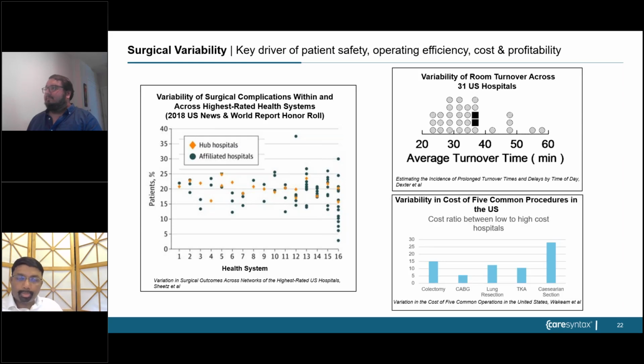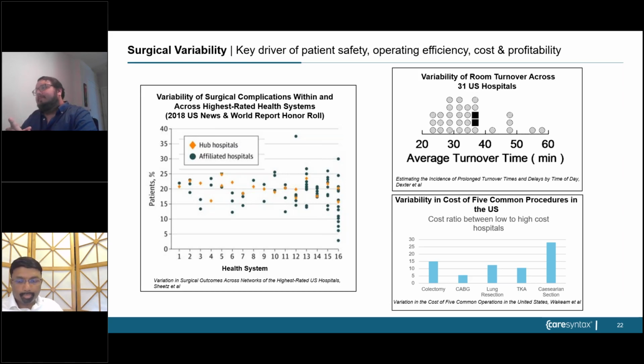Variability also exists when you're looking at costs. This last slide over here at the bottom right, it's talking about the cost ratio between the lowest cost hospitals and the highest cost hospitals. And they were looking at common procedures like colectomy, CABG, TKA, total knee arthroplasty with a replacement, cesarean section, and things like that. And they found that there's a lot of variability there. 15x difference in colectomy costs between the lowest and the highest hospitals, all the way up to 25x when you're looking at cesarean section. So there is variability in here.